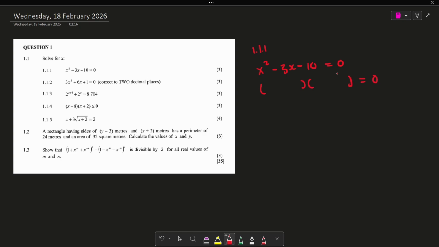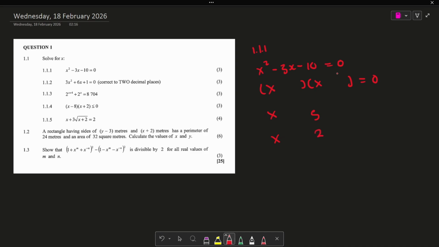Then we need to solve for this. Essentially, we first need to get the factors of x squared, so it's only x and x. Then we need to get the factors of 10, but whenever we find the sum, we must have a result of minus 3x. We have 1 and 10, we have 2 and 5. If you're reading my mind, you can see that 2 and 5 is the one that's going to work.